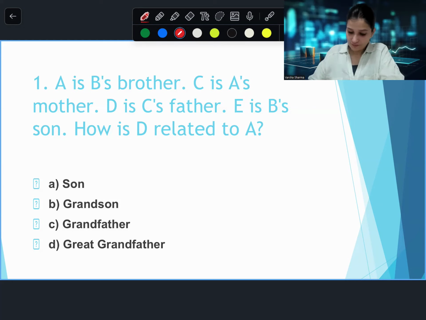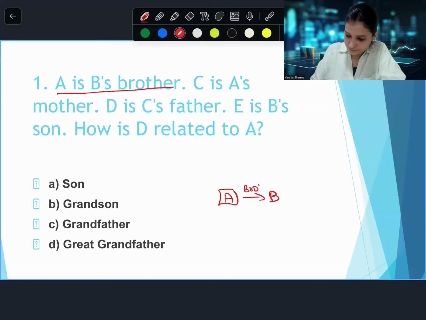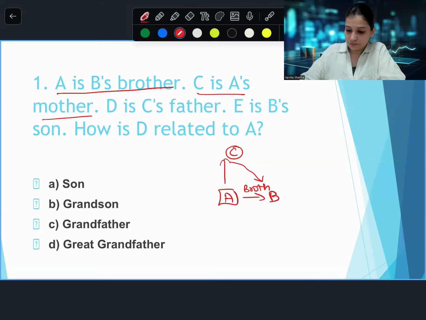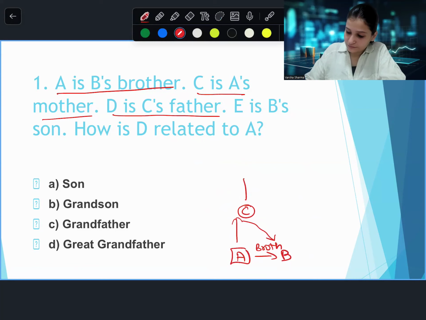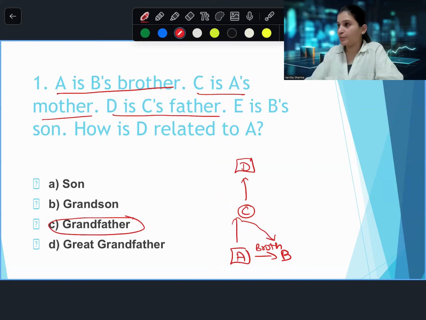Grandfather. A is B's brother. C is A's mother. So if C is A's mother, C is also the mother of B. Next, D is C's father. So D is the grandfather of A and B both.